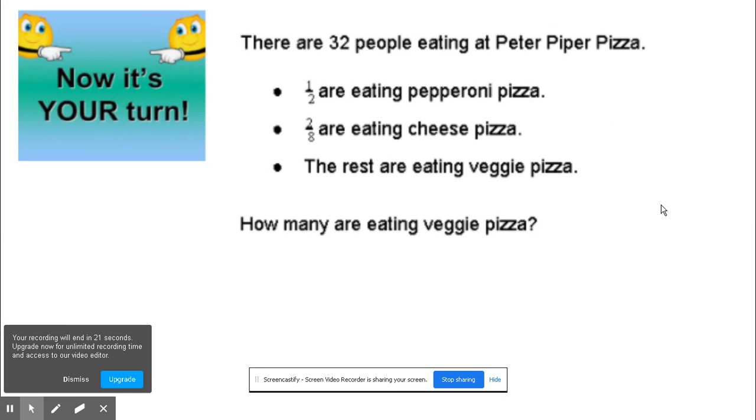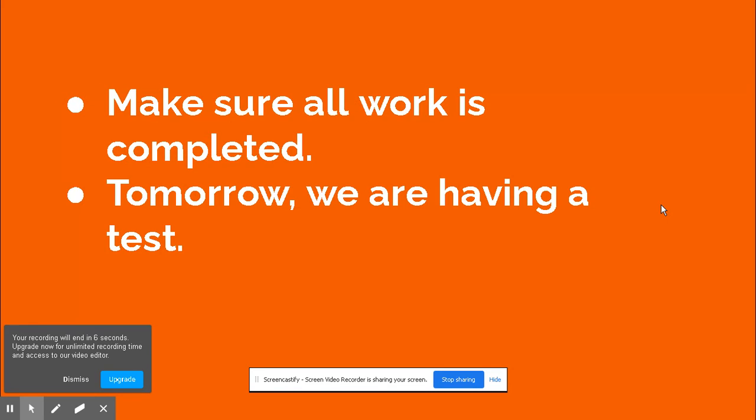So now on your own, you're going to do, there are 32 people at Peter Piper Pizza. 1/2 ate pepperoni, 2/8 ate cheese, and the rest ate veggie. And you're going to solve this one the same way that you did the other one. Make sure all your work is completed, and tomorrow we are having a test.